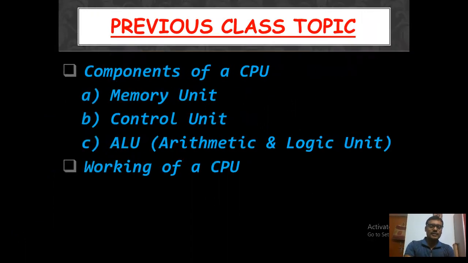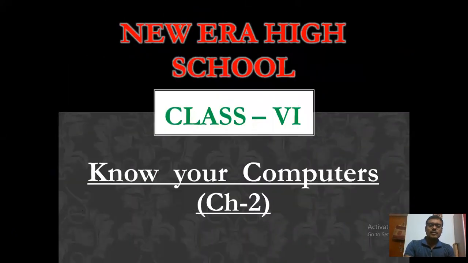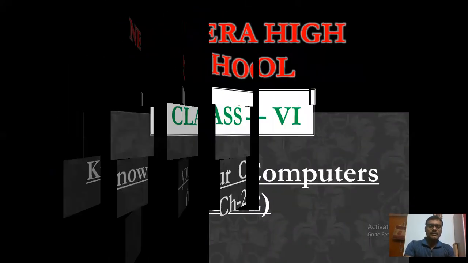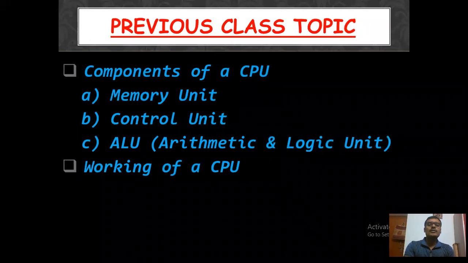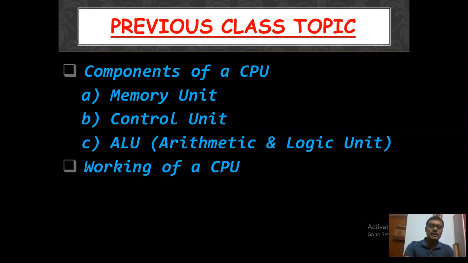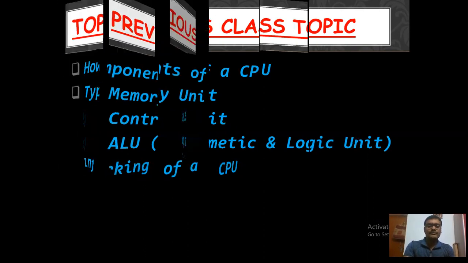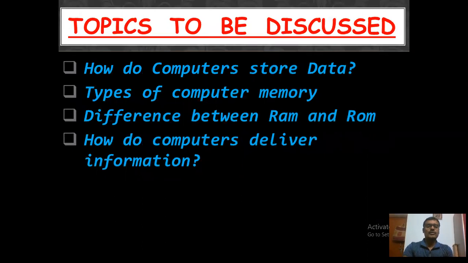So as you know, this is chapter number 2, Know Your Computers, and in the previous class we have discussed the components of a CPU: memory unit, control unit, and ALU, arithmetic and logic unit. So these are the three components of a CPU, and I have also discussed the working of a CPU. How does a CPU work? Okay, so today's topic, coming to the first topic, how do computers store data?